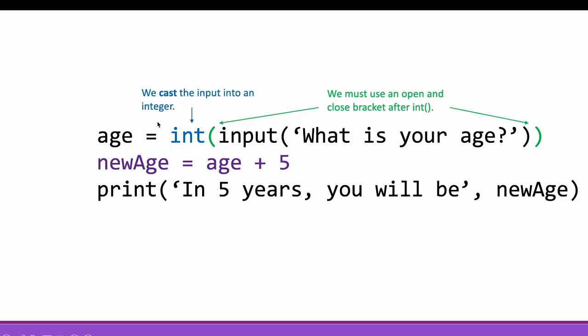So what this line says is that anything inputted, first we'll input it. So let's say input 15. That is going to automatically be a string because in Python input is automatically a string. And then straight away we are going to cast that input into an integer. So now age will be 15 as an integer. And then new age, because age is now an integer, we can add on 5 to it. So we can say in 5 years you will be new age. So that means if they enter 13, it will say in 5 years you will be 18.